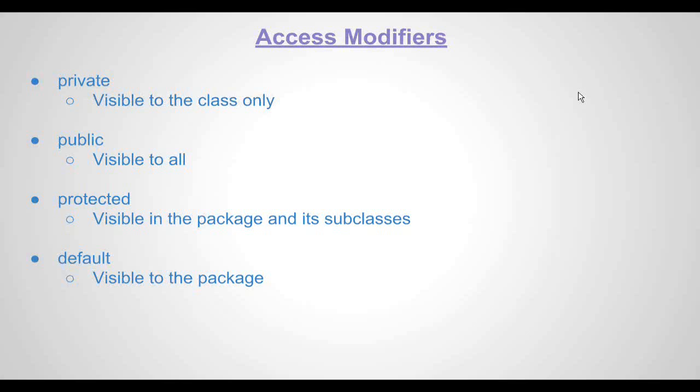If we don't specify any one of these access modifiers, by default it will be visible at the package level. So at the package level, for all its classes, it will be visible. If you move to a different package, your class cannot be accessed. The protected variables cannot be accessed.